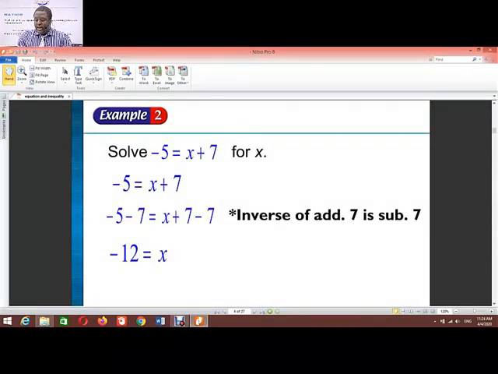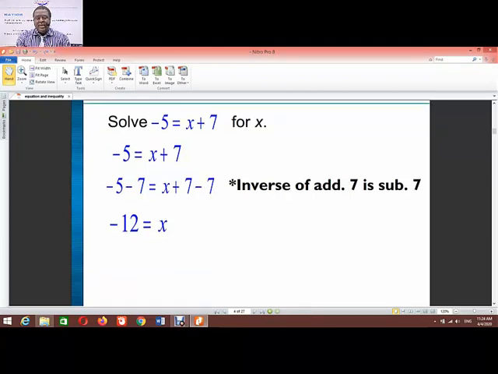Now we have another example, which is to solve minus 5 is equal to x plus 7 for the value of x. In this case, because we have x plus 7, we add minus 7 to both sides. By adding minus 7 to both sides, the minus 7 cancels the 7 on the x side, and we have x equal to minus 5 minus 7, which is minus 12. So here the value of x is equal to minus 12.